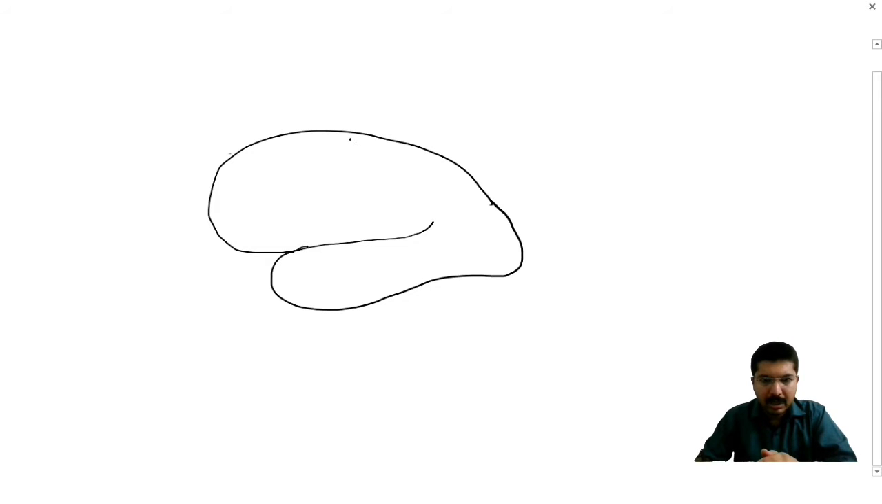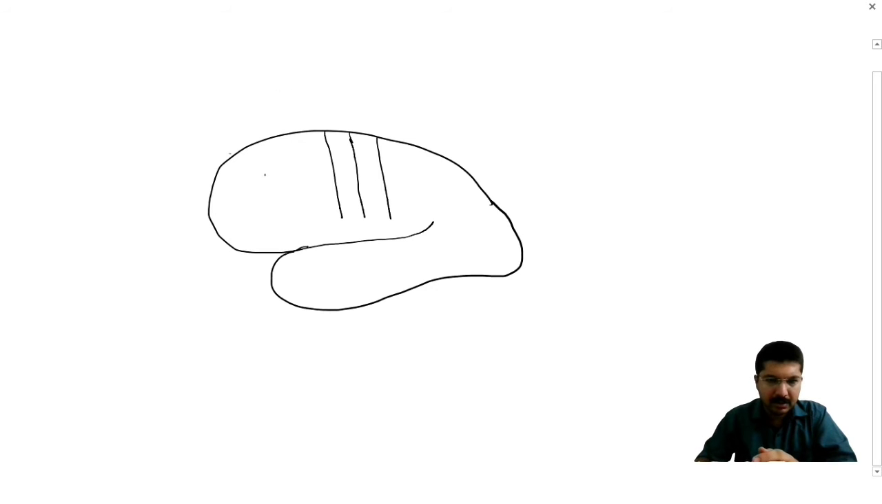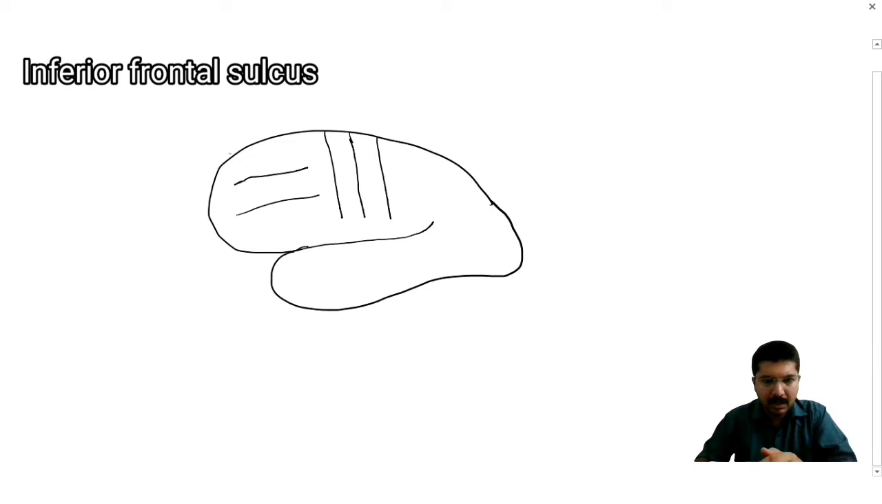Now almost in the middle of this region you have one sulcus, that is the central sulcus. Then anterior to that you have the precentral sulcus. Posterior to that you have the postcentral sulcus. Then in the anterior part of the precentral sulcus you have two other horizontally lying sulci, that is the superior frontal sulcus and inferior frontal sulcus.